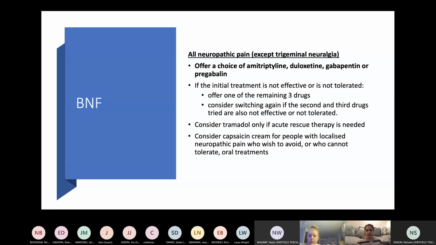And then they also say to consider capsaicin cream, which I asked my husband about because he's a GP, because I've never prescribed it. And he says that apparently it doesn't really work, is essentially what he said. It doesn't have much evidence behind it, but he sometimes uses it for people who have post-herpetic neuralgia to try and help from that side of things. But as I say, I've never used it myself.